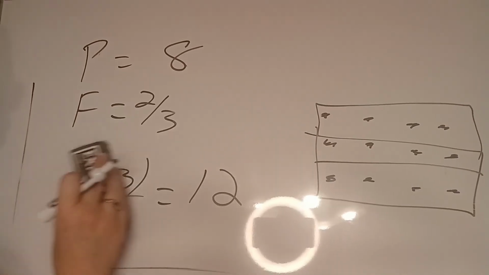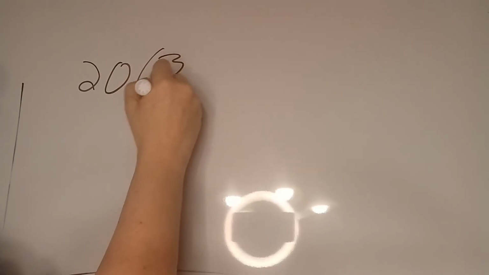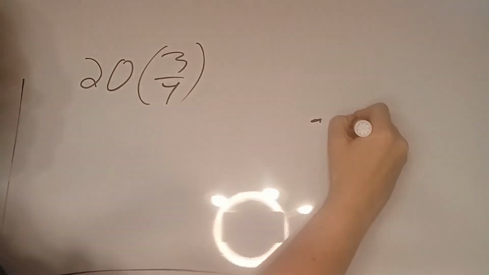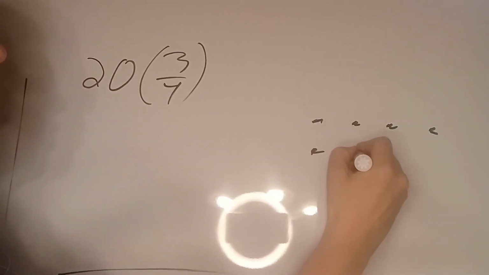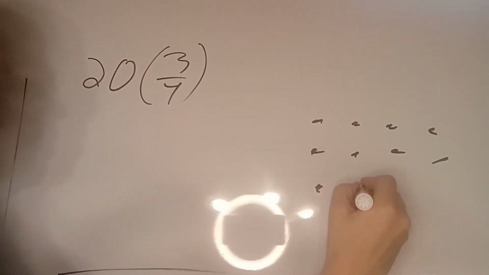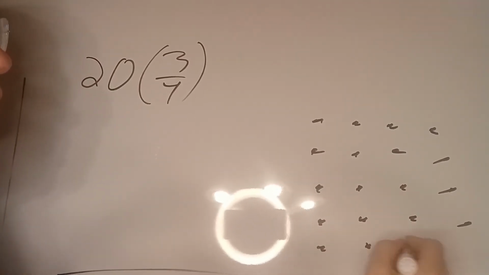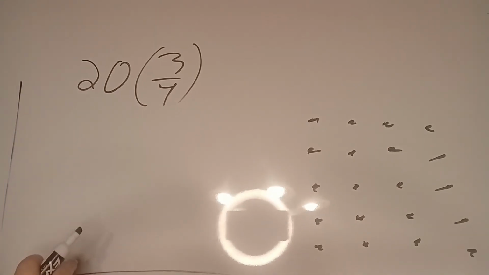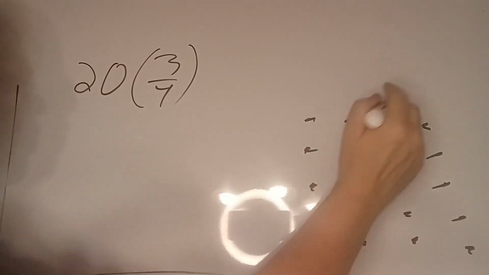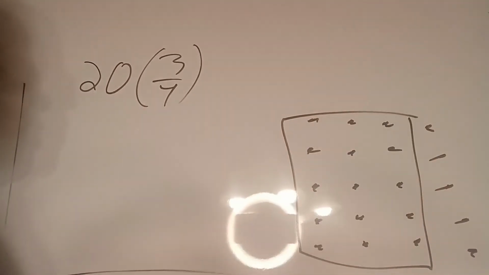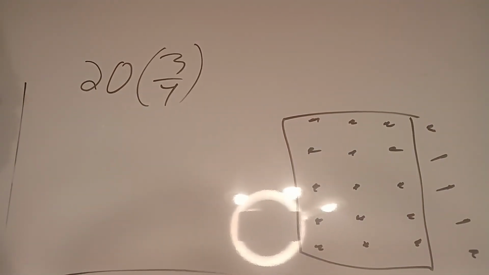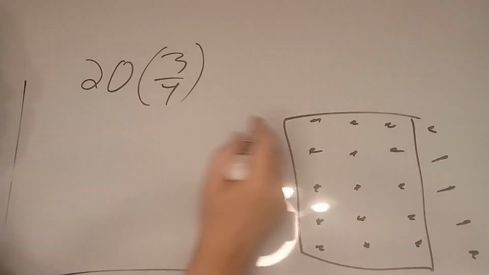Let's look at one more. Let's do 20 times 3/4. So we have 20 dots. We're going to take 3/4 of them. Well, we've got 4 columns here. So let's take these dots, and we can see that that is 15.